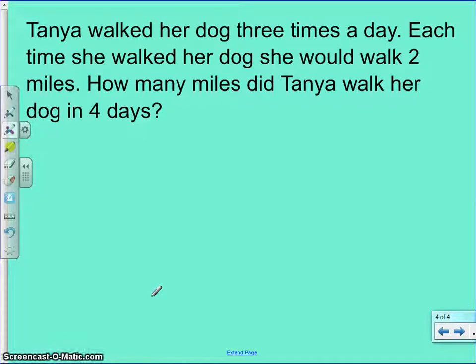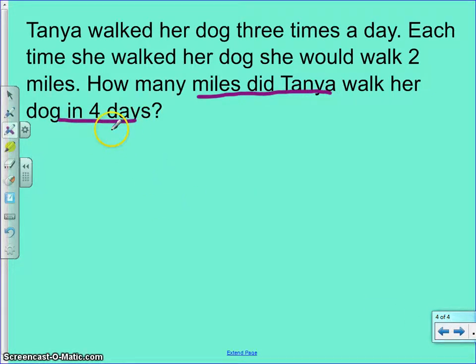Okay, let's go over this problem together. Tanya walked her dog 3 times a day. Each time she walked her dog, she would walk 2 miles. How many miles did Tanya walk her dog in 4 days? Alright, there's a lot going on here, and I've got to break it down. The first thing I need to figure out is what are they asking me? They want to know how many miles Tanya walked in 4 days.